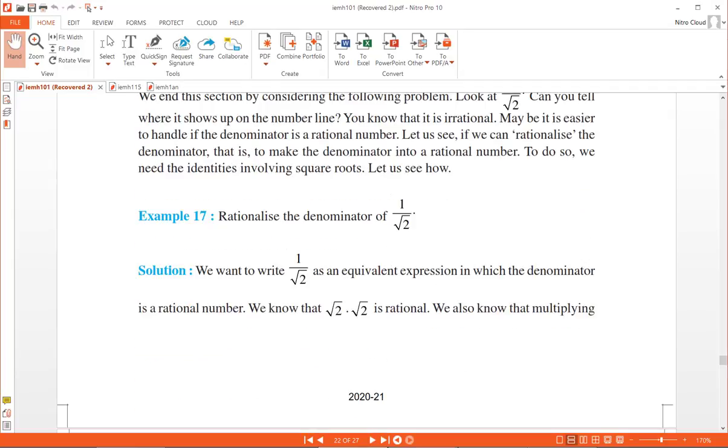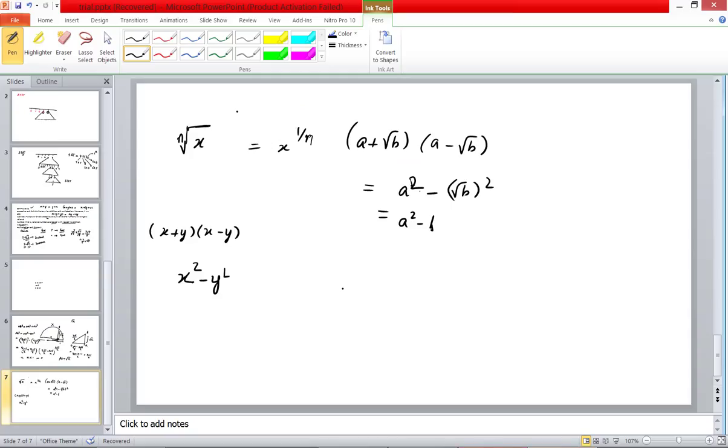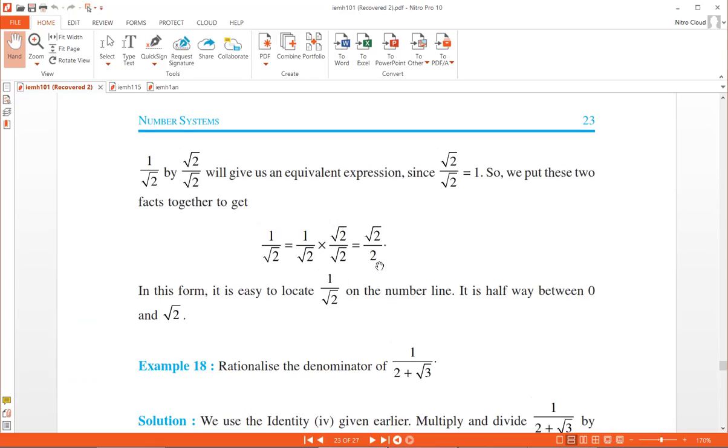Now rationalizing the denominator. So here there's something called a conjugate. So if I have been given something like this, how do I rationalize it? Rationalization means I don't want any irrational number in the denominator. So I will simply multiply the numerator and denominator by the same number, so I'll get root 3 upon 3. Now this is the rationalized. 1 upon root 2 is root 2 upon 2.